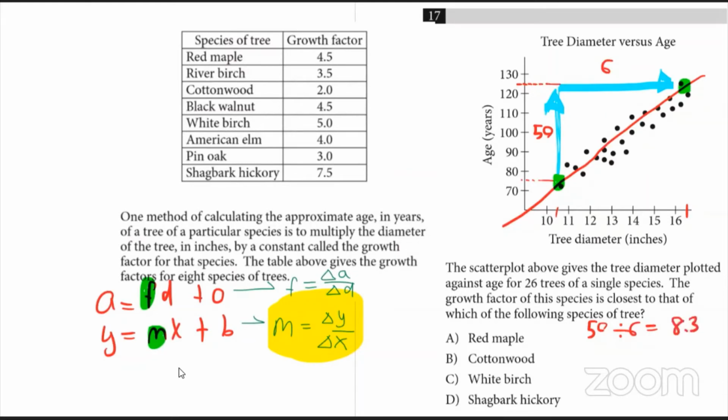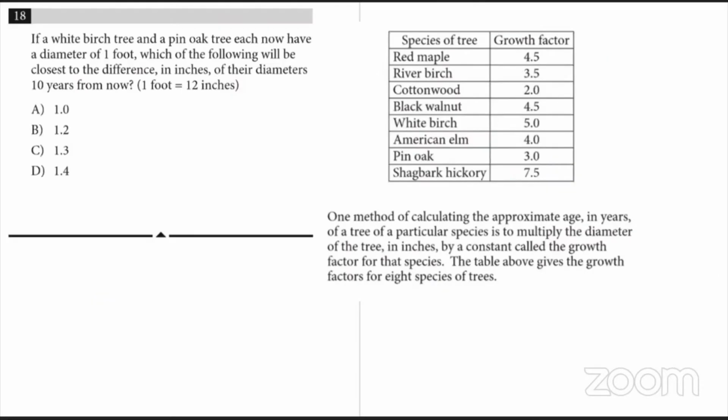So which of these is the closest to 8.3? This one right here, 7.5. And we'll go ahead and continue here. We have a white birch and a pin oak. They each have a diameter of 1 foot.